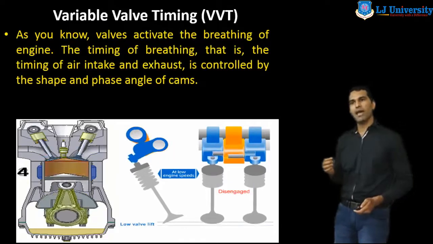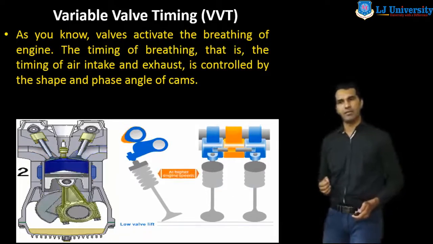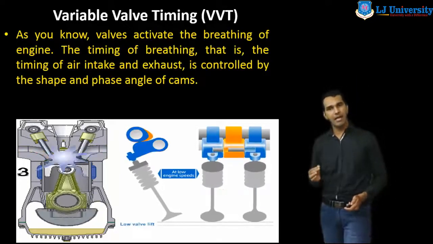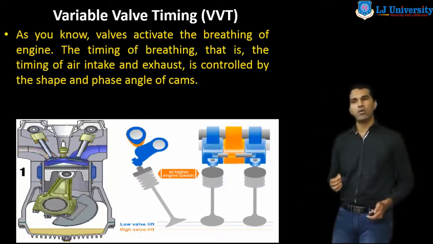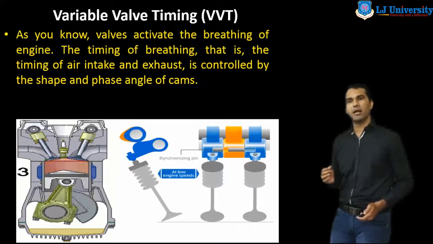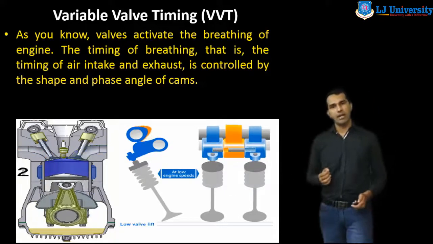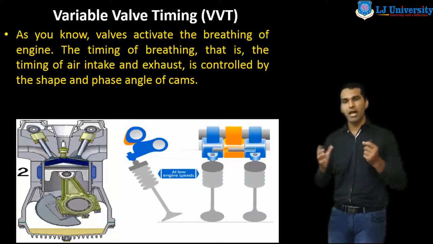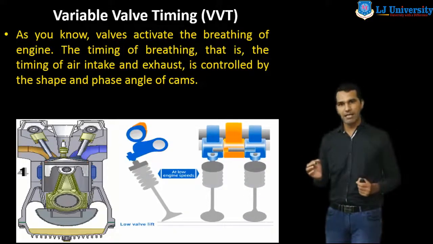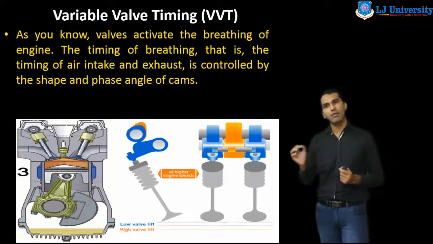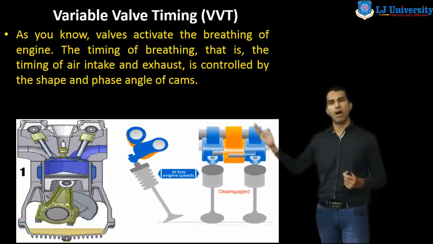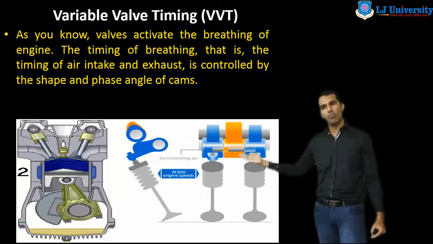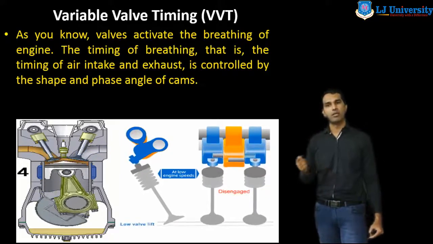As you know, the valves activate the breathing of the engine. The timing of breathing, that is the timing of air intake and exhaust, is controlled by the shape and the phase angle of the camshaft. We know that the valve is opened and closed with the help of the camshaft, and the camshaft is connected with the crankshaft. So the camshaft provides the opening and closing of the valve. Here in this figure we can see the camshaft. As the camshaft rotates, it provides the opening of the intake valve, or we can say the exhaust valve.